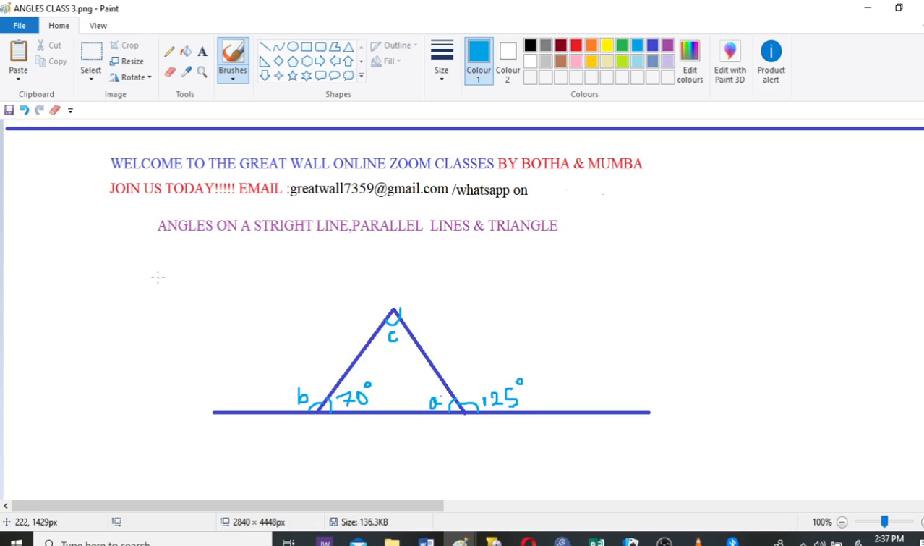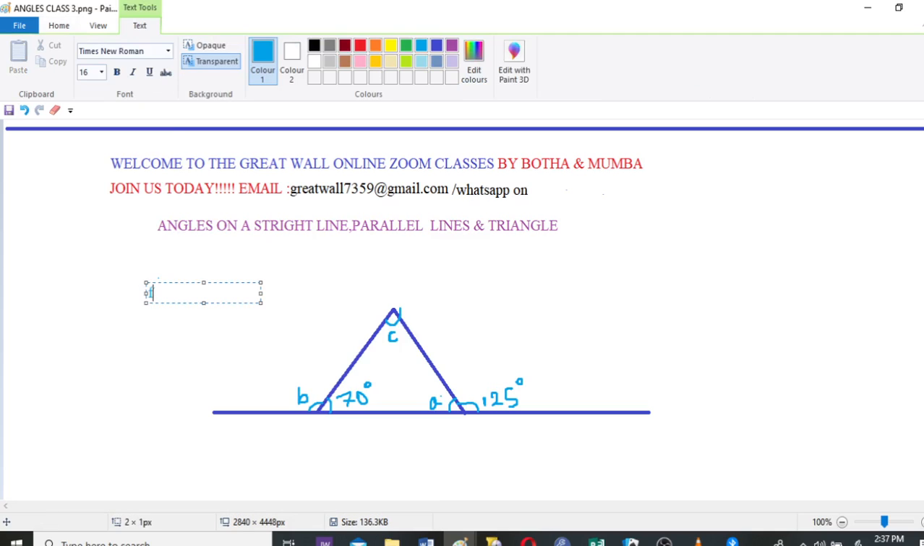So the question is: find the values of these angles. Of the angles we have A, that's B and C. So we need to calculate for these angles.